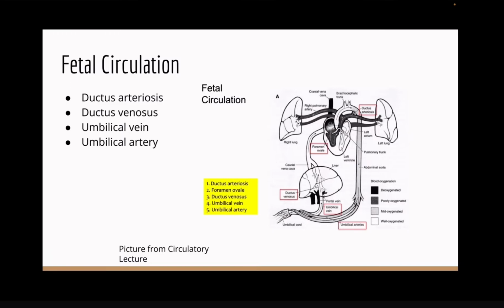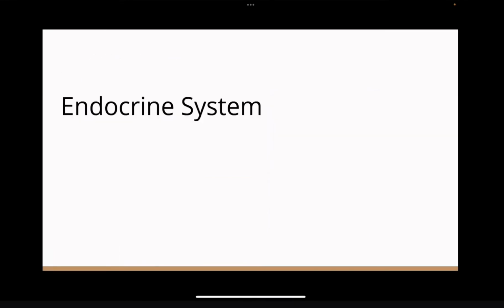The ductus venosus connects the umbilical vein and carries oxygenated blood to the vena cava, bypassing the liver. The umbilical artery carries deoxygenated blood toward the placenta, and the umbilical vein carries newly oxygenated and nutrient-rich blood back to the fetus. Next, I will be talking about the endocrine system.